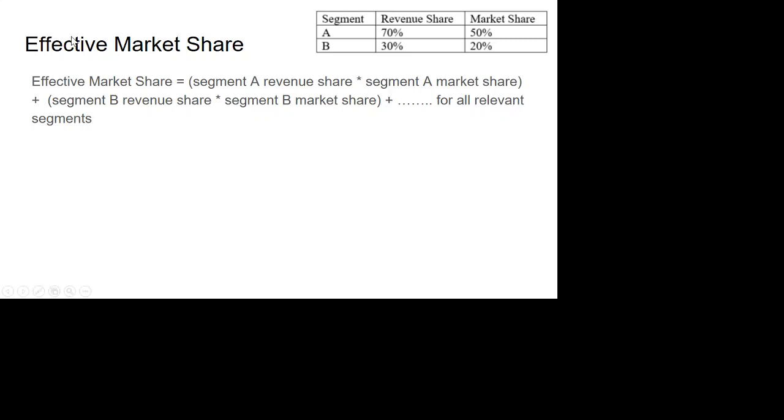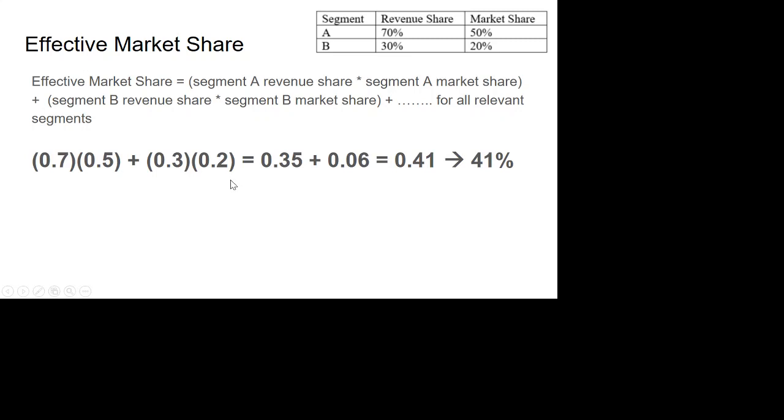So basically, you're going to take, in segment A, Segment A is where you have 70% of your sales. Segment B is where you have 30% of your sales. Segment A is where you get 50% of your market share, and segment B is where you get 20% of your market share. So all we're going to do is multiply this times this, and we're going to multiply this times this, and we're just going to add them together. Okay? So it's basically the sum of the brand's market shares in all segments in which it competes, weighted by proportion of sales. Okay, so what is the company's effective market share given those figures?